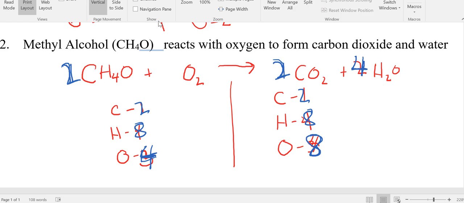So I can correct this by adding more oxygen here. It turns out if I put a 3 here, I have 6 oxygens plus 2 is 8. And now they're the same. So that's the answer, 2, 3, 2, 4.